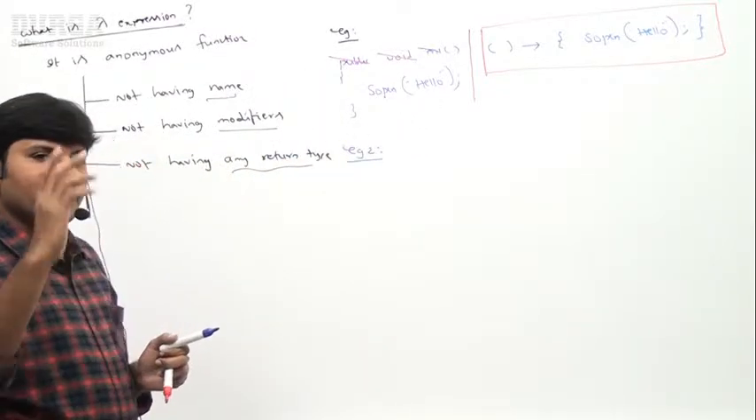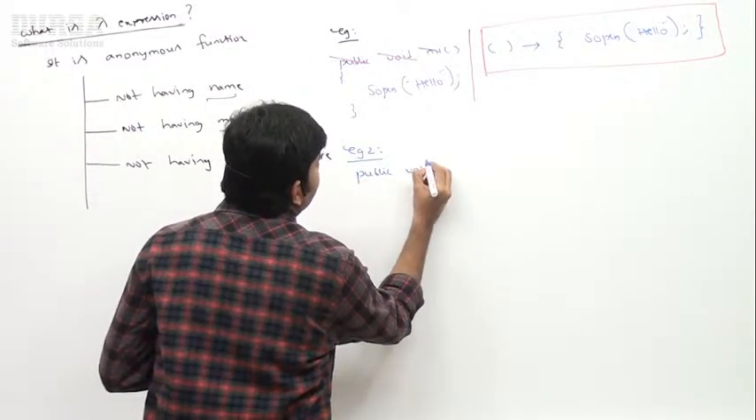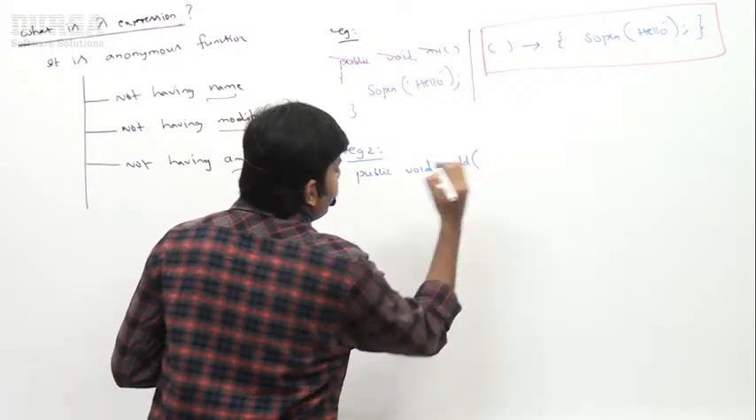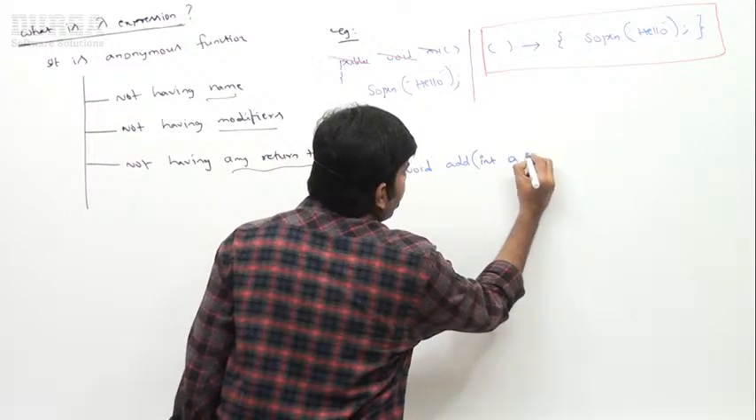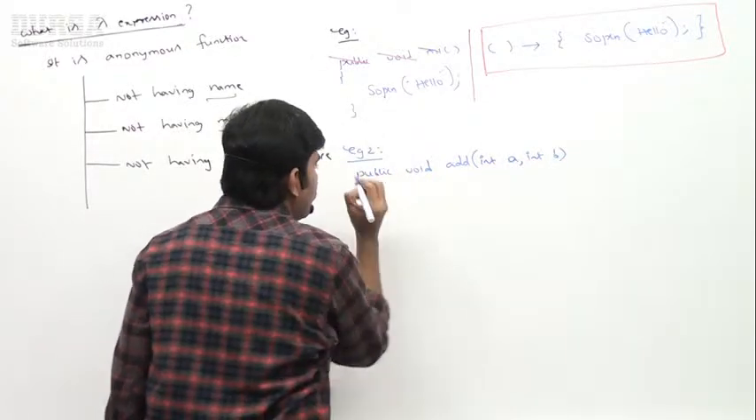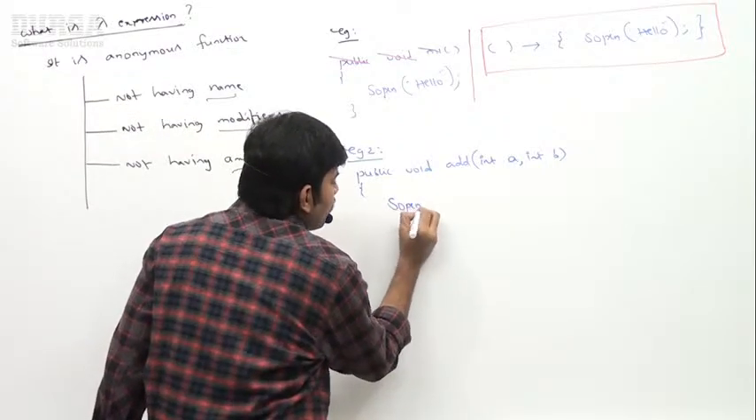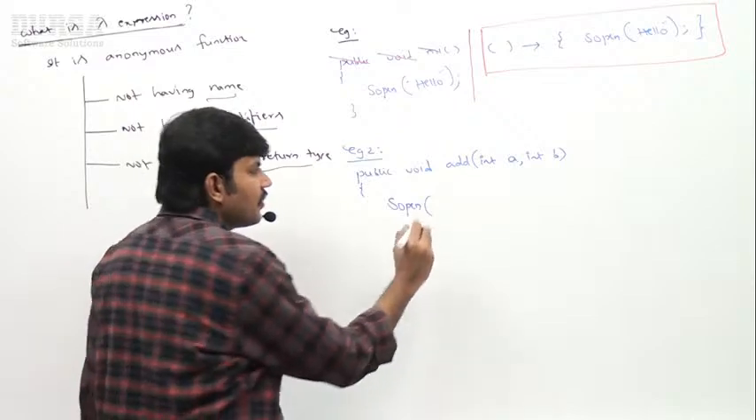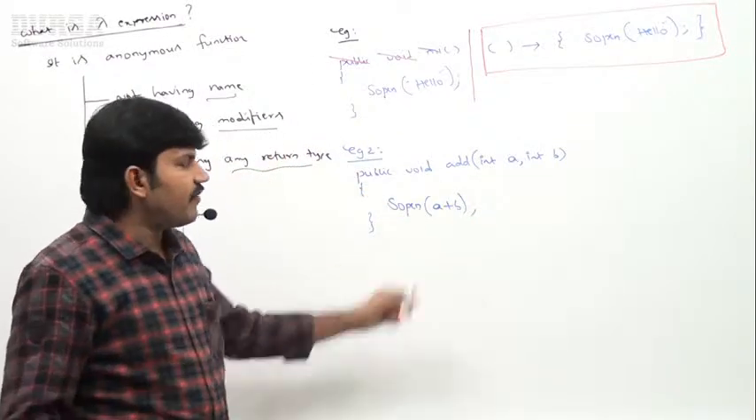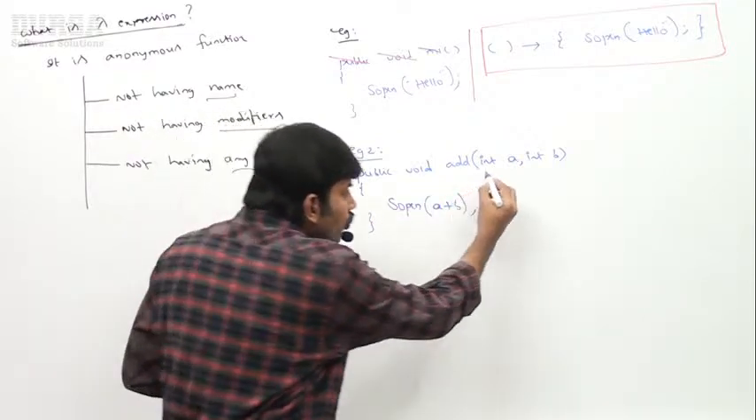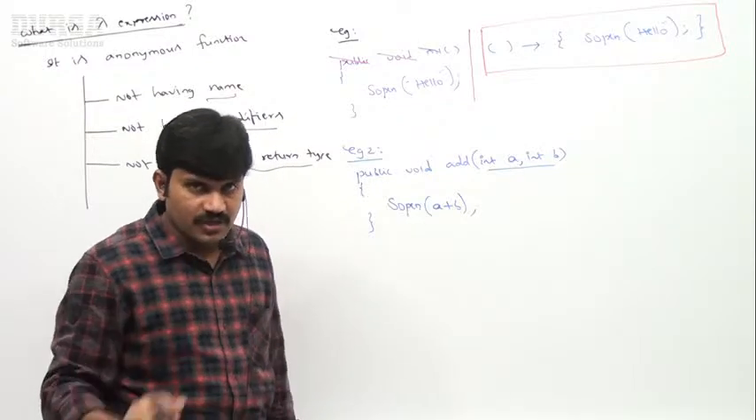Very simple. First write a Java method. Public void add method, int a comma int b. Now system.out.println a plus b. Are you getting it, right? So it is a Java method which can take 2 int values as arguments and give the sum. Of course, it's printing the sum. Are you able to understand, right?